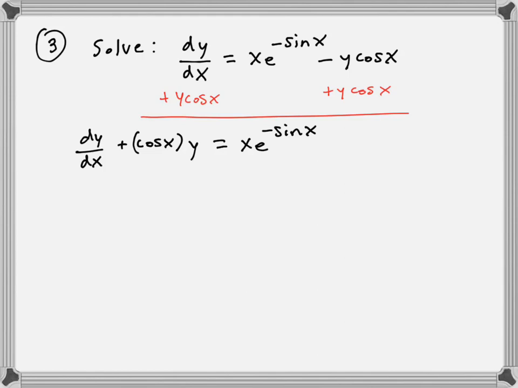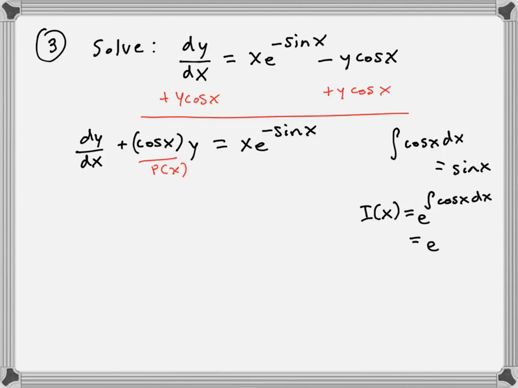So our p of x is right here. So let's go ahead and find our integrating factor. Let's start by integrating that. What's the integral of cosine of x? This is equal to sine of x. And so then I of x is equal to e to the integral of cosine x dx, which is going to be e to the power of sine of x. So this is our integrating factor. So I'm going to multiply the whole thing by e to the sine x.